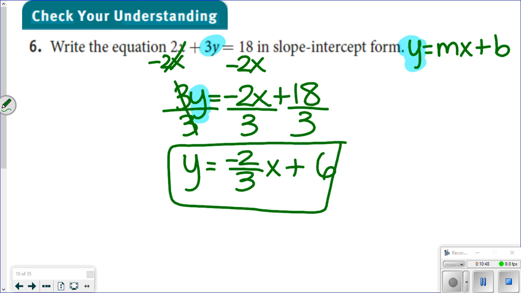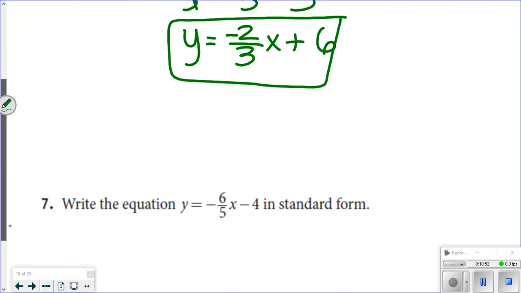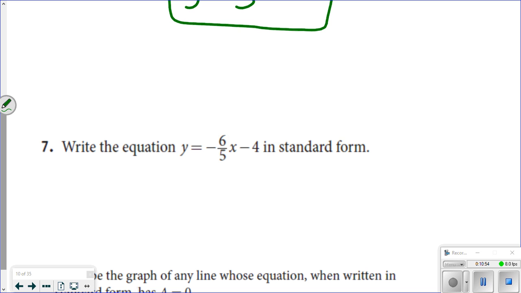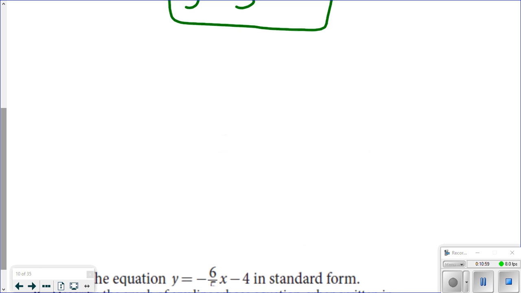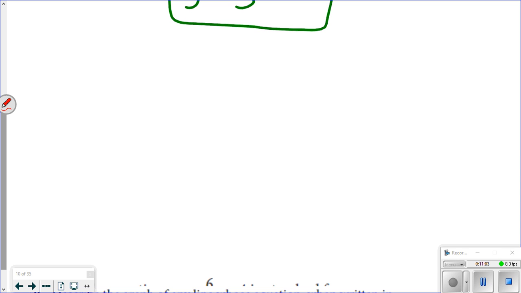Okay, let's try another one of these in the My Notes section of our book. We're not going to do question 7 or 8. So in the My Notes section of your book, on page 183, 184, 185, wherever you have room, let's try another one. So 6x plus 5y equals negative 20.